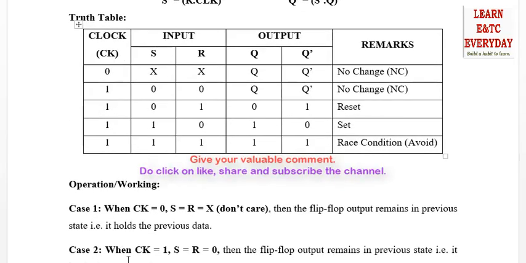So for clock equal to 1, S equal to R equal to 0 0. Both are 0. If clock is 1 and S equal to R equal to 0, you can substitute the values here. If you see here, you will see that my flip-flop is in the previous state. It holds the previous state. There is no change in the output. It remains Q and Q complement. The state will remain the same.